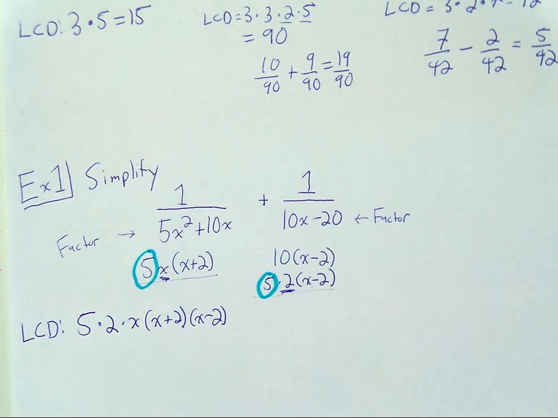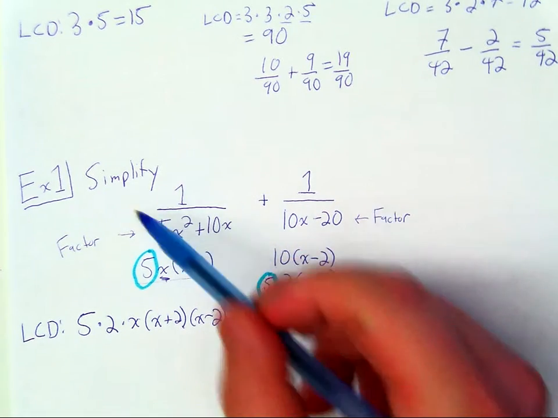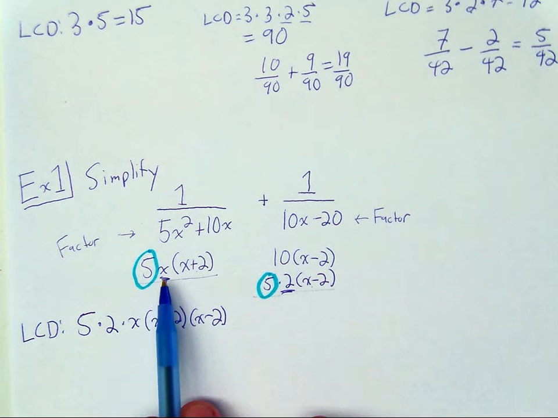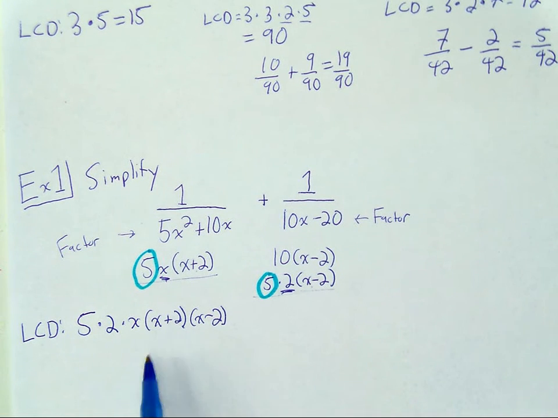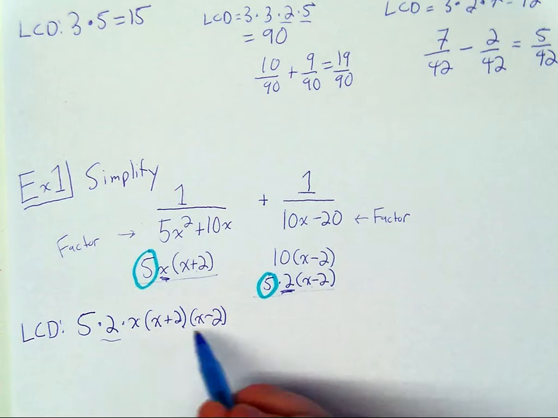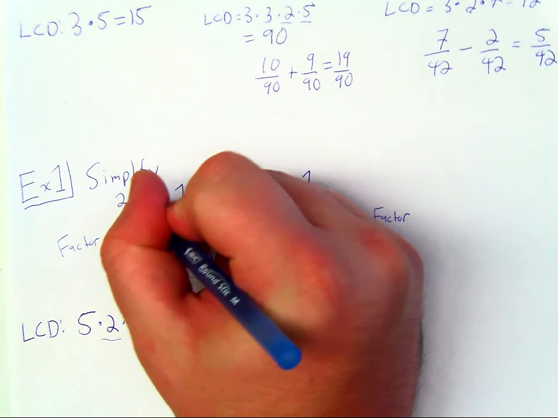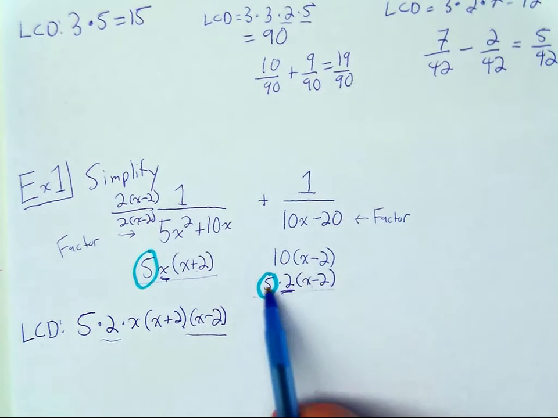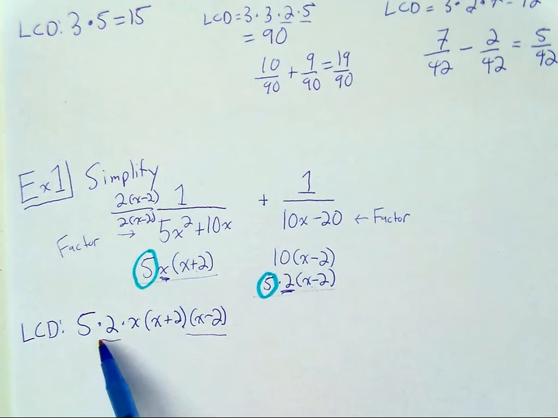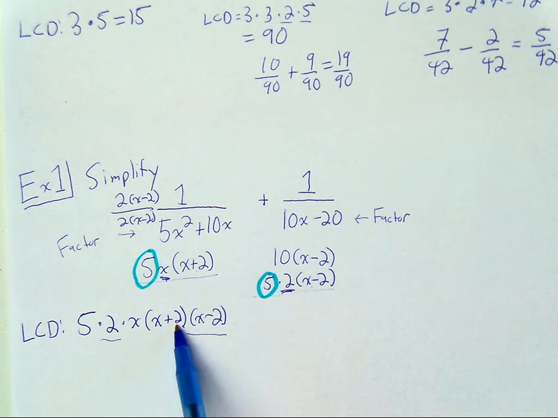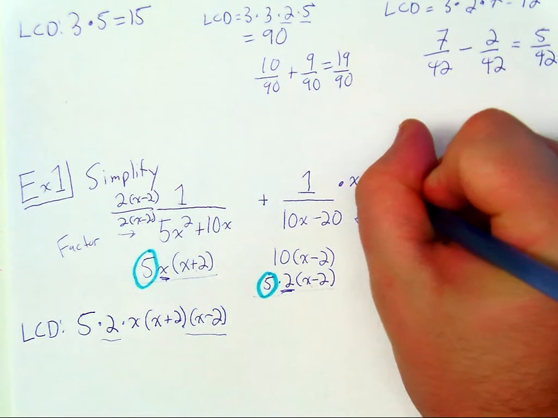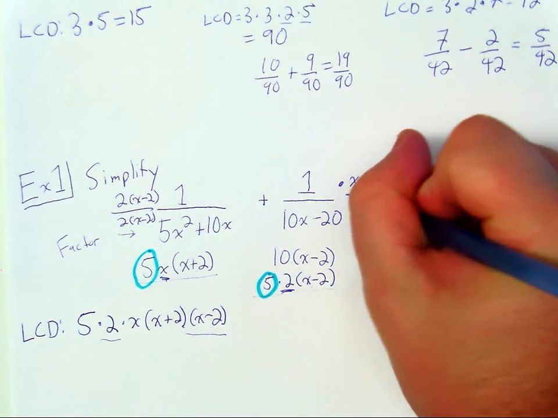So now I need to multiply numerator and denominator by what's missing compared to the LCD. Well, this denominator has the 5, it has an x, it has an x plus 2. What it doesn't have is the 2 and the x minus 2. So that's what I need to multiply by over here. This denominator over here has the 5, has the 2, it doesn't have the x, doesn't have the x plus 2, but it does have the x minus 2. So this side needs to be multiplied by x times x plus 2 over x times x plus 2.